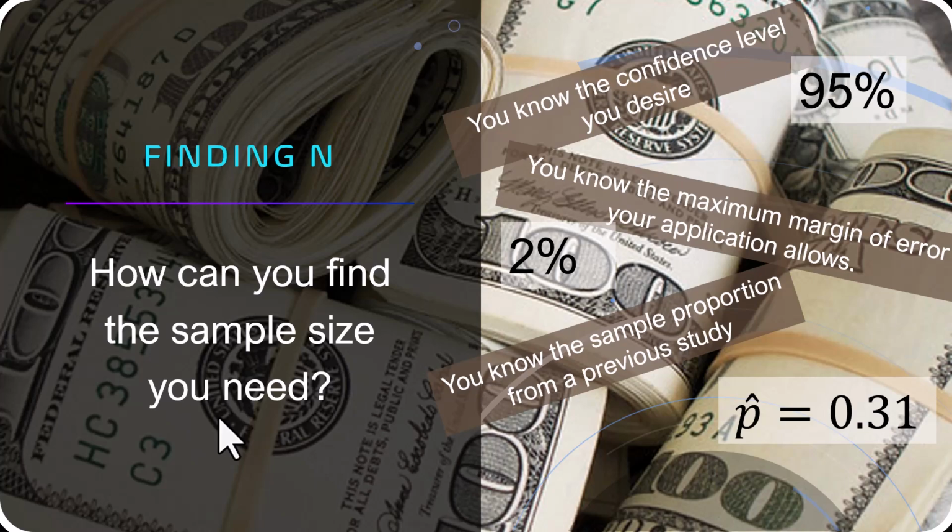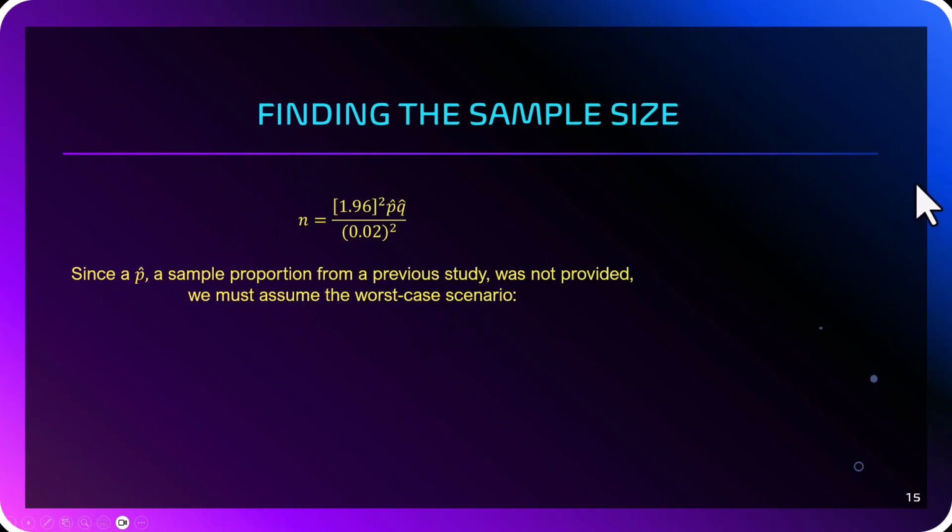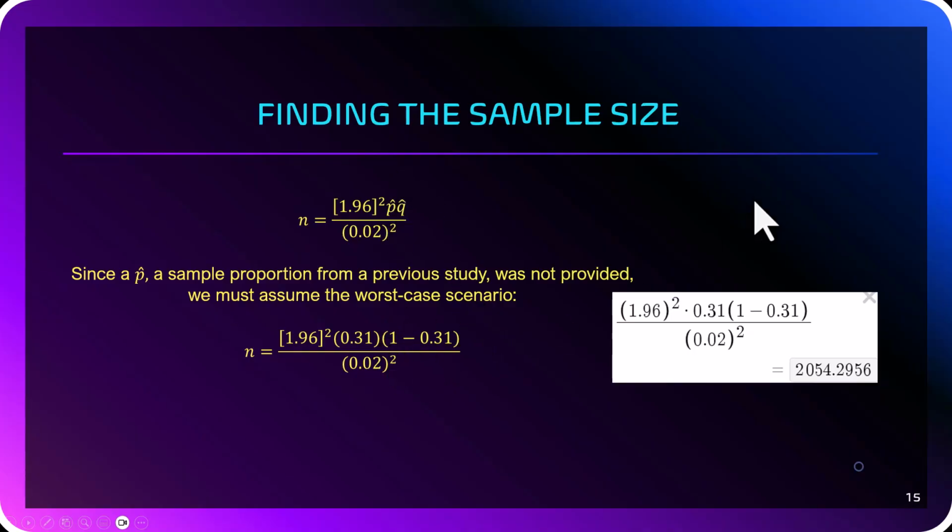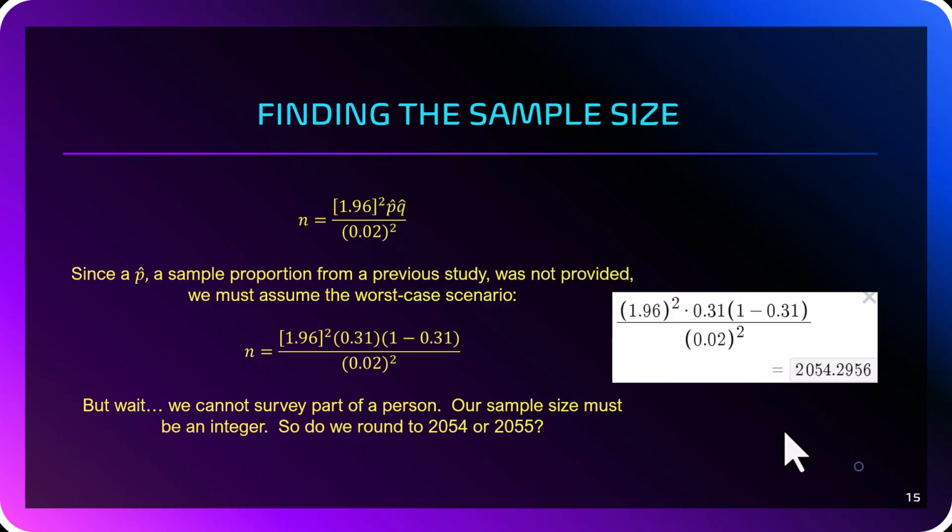So let's plug this in and see what would happen and see how our n, our sample size, would change. So here is our formula, and since we have been provided a p hat, we can plug that into our formula. Notice here, instead of calculating q hat, I just plugged in 1 minus 0.31, and I put that into Desmos, and this is the value that I got. So let's think about what we're calculating. We're calculating sample size. So we're saying how many people do I have to sample? So hopefully we can all agree that we can't sample 0.2956 of a person. So we have to round this one way or the other. Our sample size has to be an integer. So should we round this to 2054 or should we round it to 2055?